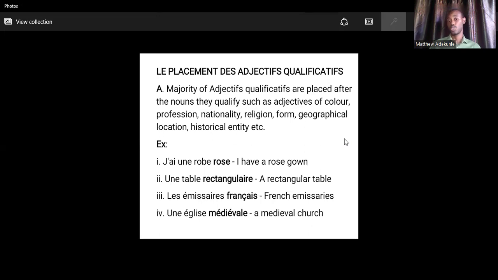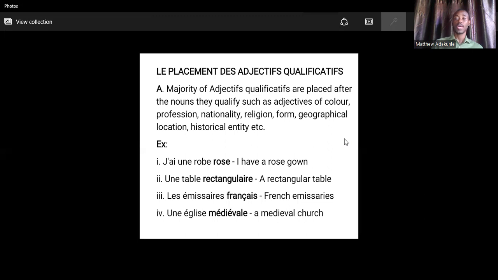J'ai une robe rose. I have a rose gown. So rose is the adjective there, and we place it after the noun. Then we have the second one here, une table rectangulaire, a rectangular table. Rectangular is talking about form, so it's an adjective of form. And we have the third one, les émissaires français, French emissaries. Then the fourth one here, une église médiévale, a medieval church.